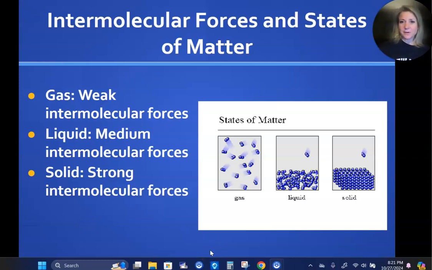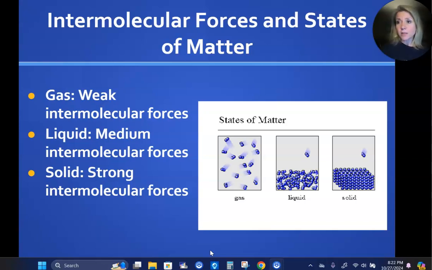Hi, chemistry students. So now that we know how to determine whether a molecule is polar or not, and we know how to determine what kind of forces exist between different kinds of molecules, now we can look at how those interactions affect the state of matter that pure forms of these molecules exist in. If you take a look at our picture on the slide, we have the three states of matter: gas, liquid, and solid.